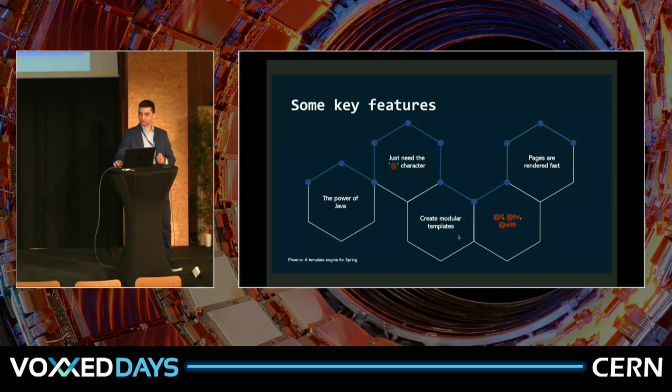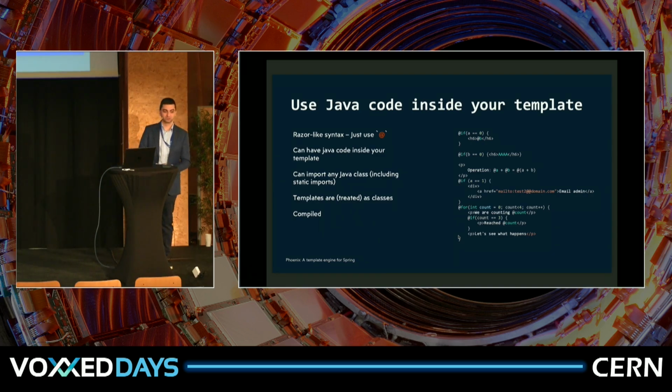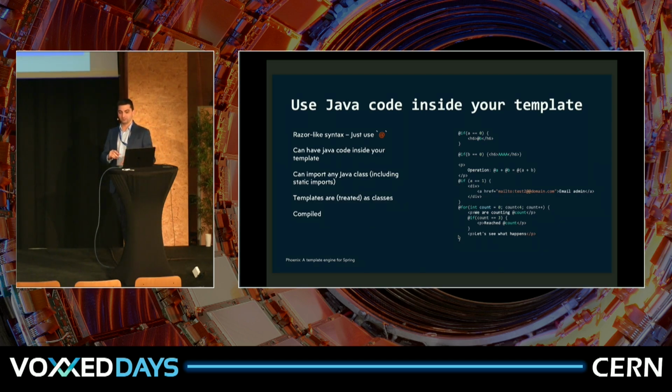So let's look over some key features that Phoenix has. Using a Razor-like syntax, just the @ character, you can integrate Java and HTML directly in your template. You can have if statements, else, for statements. I plan to have switch soon enough. And using just the @ character, you can easily differentiate between what is Java and what is HTML. This allows you to develop web pages easily and without needing to learn a new syntax. You already know Java, most of you already know HTML, combine them.